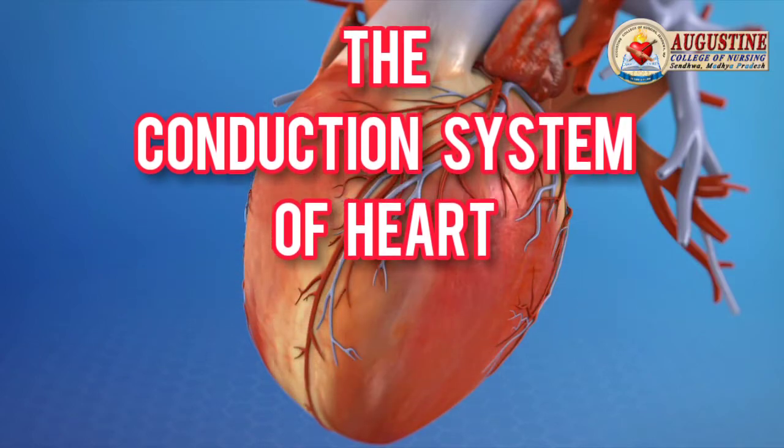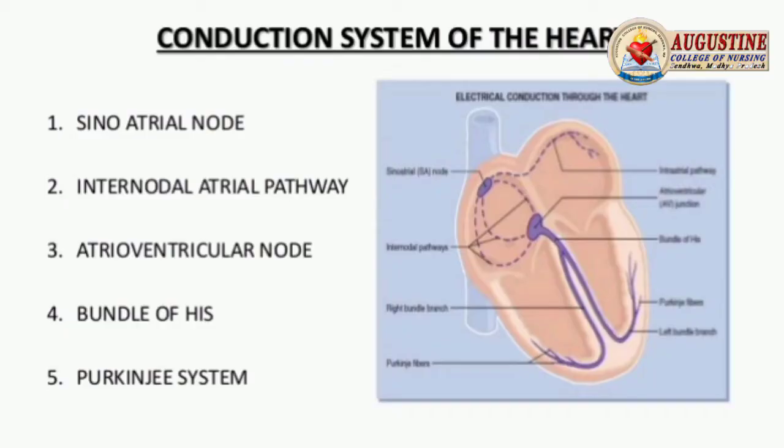The conduction system of heart. Components of a cardiac conduction system include sinoatrial node or SA node, internodal pathways, atrioventricular node or AV node, bundle of His and Purkinje fibers.